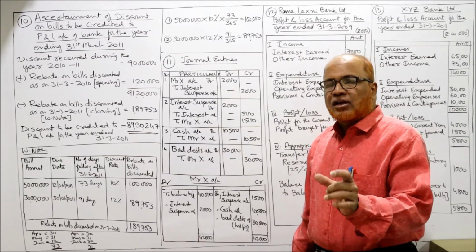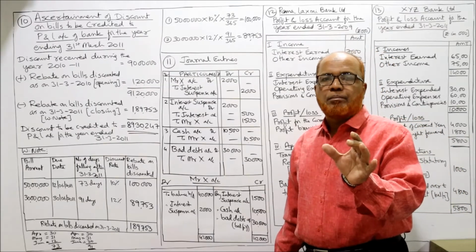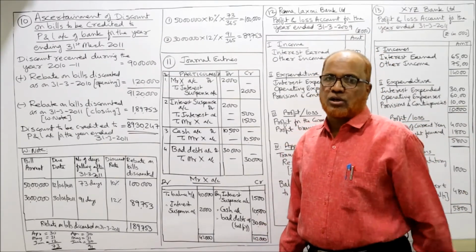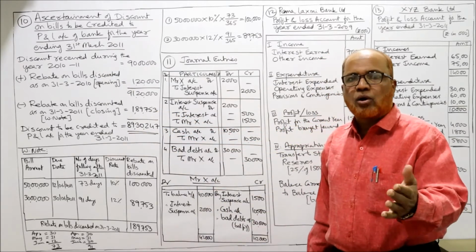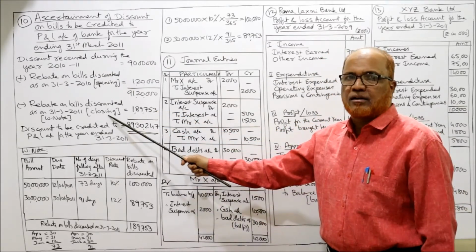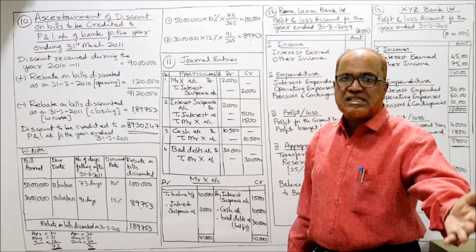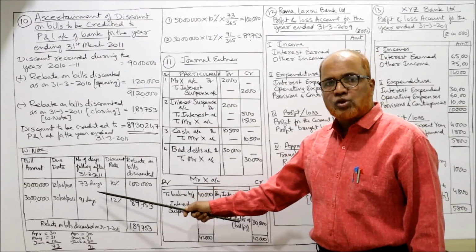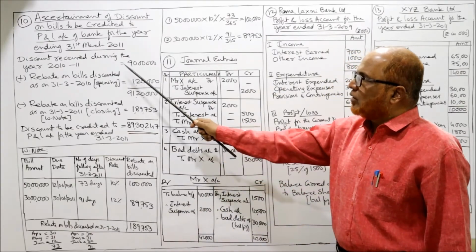This is the method of calculating, finding out how much is the discount income to be taken to profit and loss account. So discount received में opening rebate will be added, closing rebate will be subtracted. Closing rebate will be calculated like this. How many days are falling in the next year? That we have to calculate. For so many days we have to find out the discount. That's it. This is the end of problem number 10.